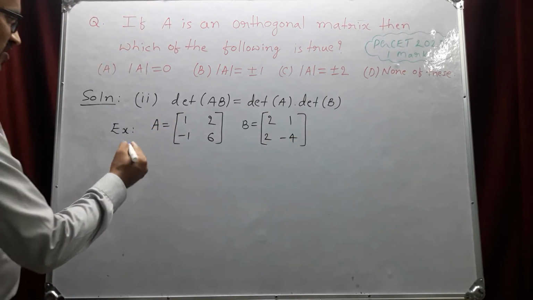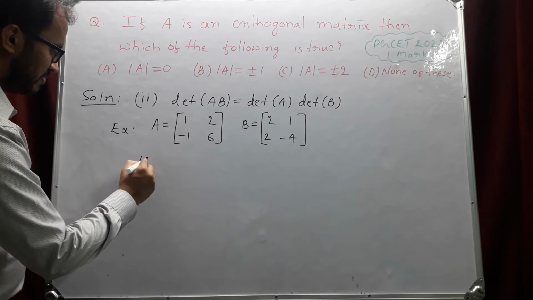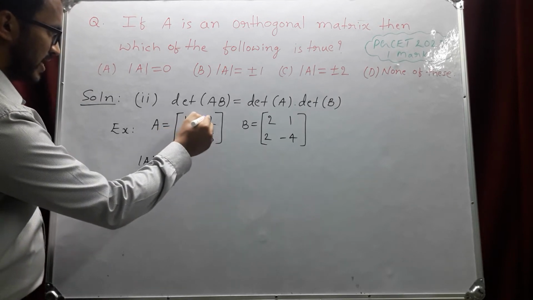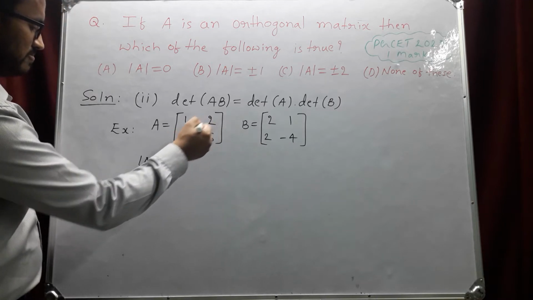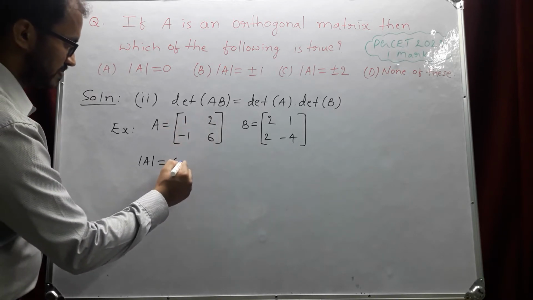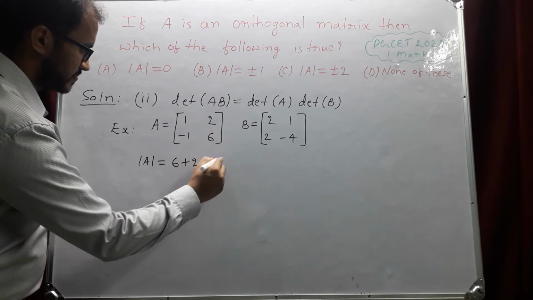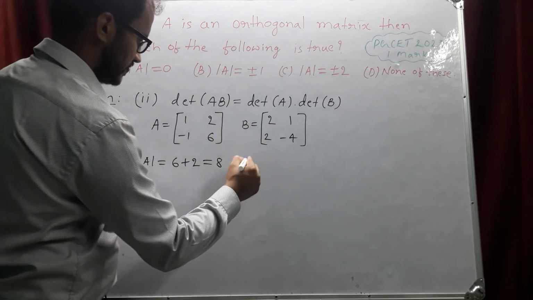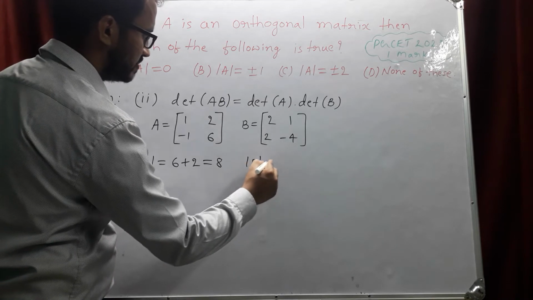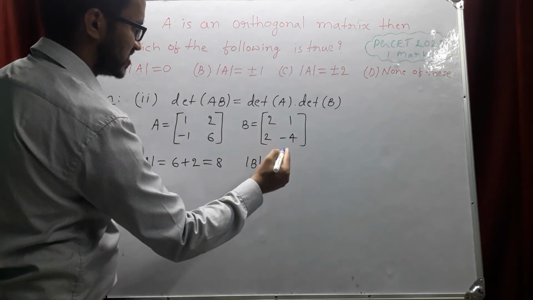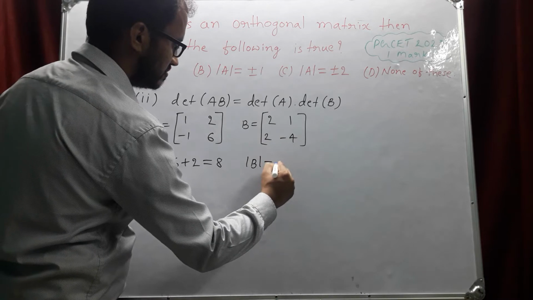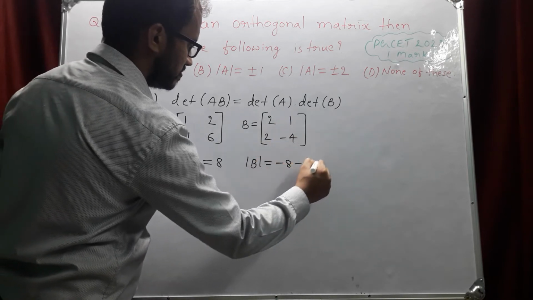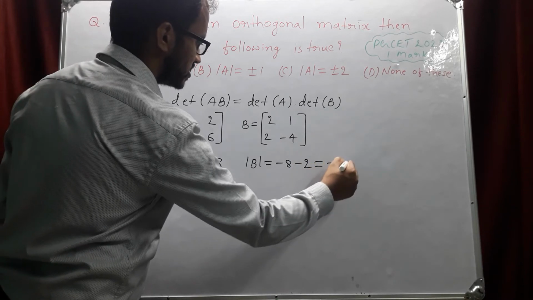Now determinant of A becomes 1 into 6, that is 6, minus 2 into minus 1, minus minus 2. So 6 plus 2 becomes 8. Determinant of B becomes 2 into minus 4, that is minus 8, minus 1 into 2, minus 2. So minus 10.